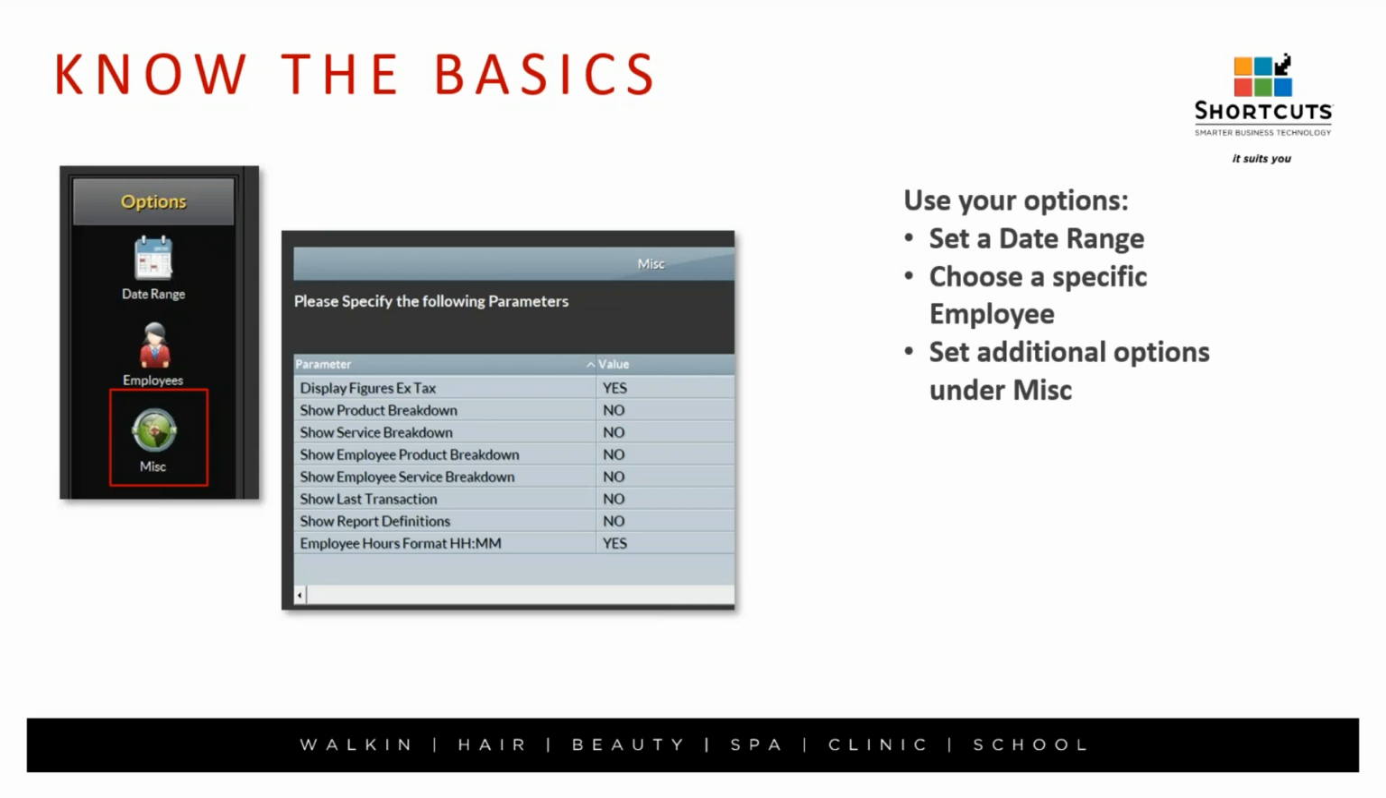Some reports will let you show or hide tax information, or give you a breakdown on services or products. And if you have a question on how Shortcuts calculates certain numbers, in the case of some of the reports, there is an option that says show report definitions. So we will actually give you the formula that Shortcuts is using to calculate a certain number. So as you go through these, if you ever wonder how Shortcuts got to my attendance or my productivity, that is how you'll be able to tell.